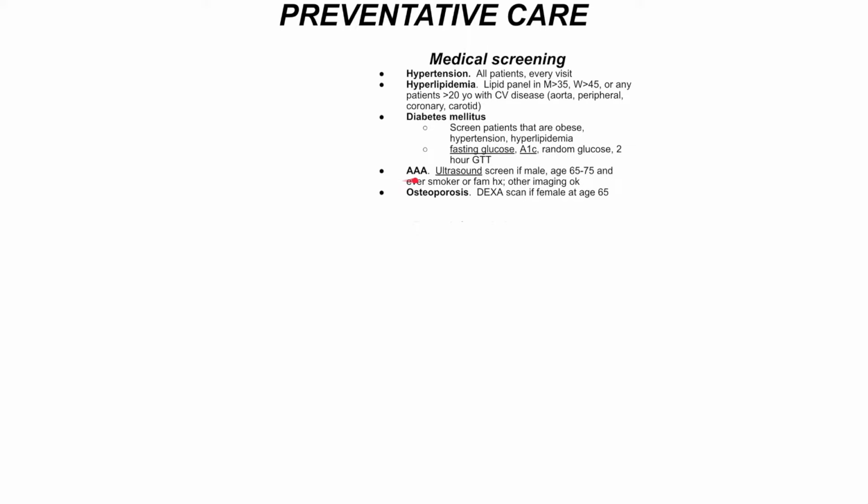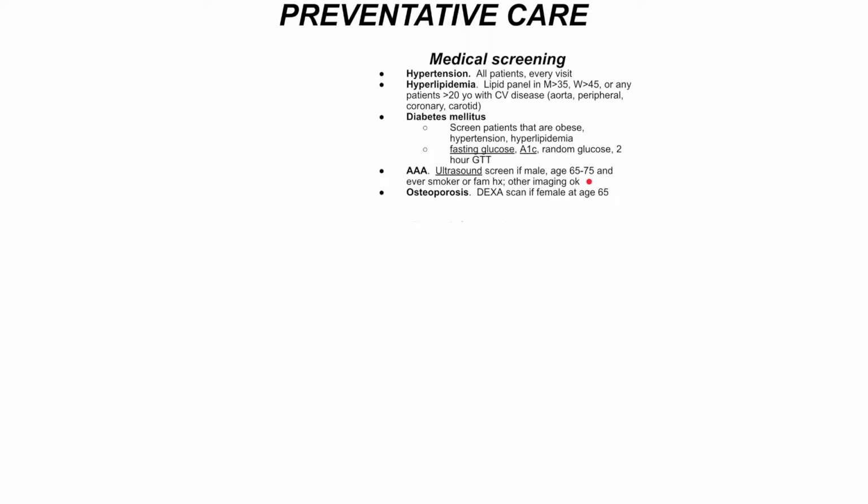We also screen for AAAs, the abdominal aortic aneurysm. This is an ultrasound. It's usually a one-time screen done in men who are 65 to 75 who have ever smoked. So even if they've been a smoker and they quit many years ago, you would still do this screen for abdominal aortic aneurysm. Now, if these men have a normal ultrasound, you don't need to do it again within this time frame. It's only a one-time screen.